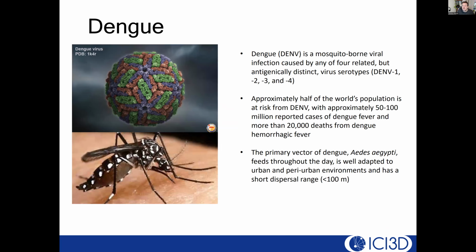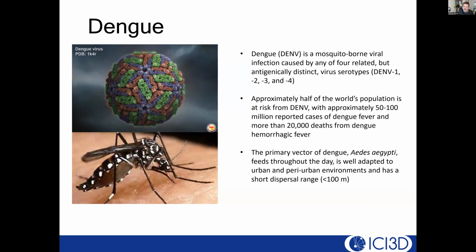Dengue virus is a mosquito-borne viral infection caused by any of 4 related but antigenically distinct virus serotypes, denoted dengue 1 through dengue 4. About half the world's population is at risk for dengue virus, and there's about 50 to 100 million reported cases of dengue fever, with, at this point, over 20,000 deaths from dengue hemorrhagic fever.